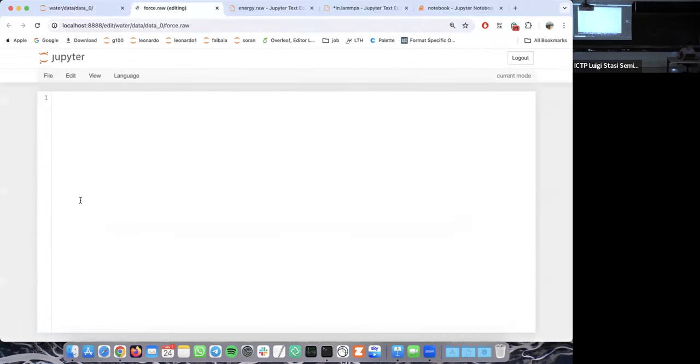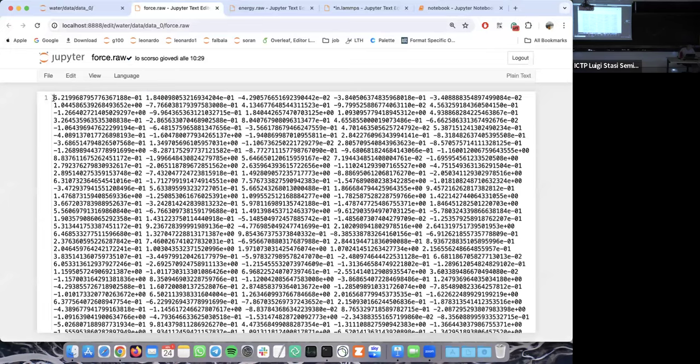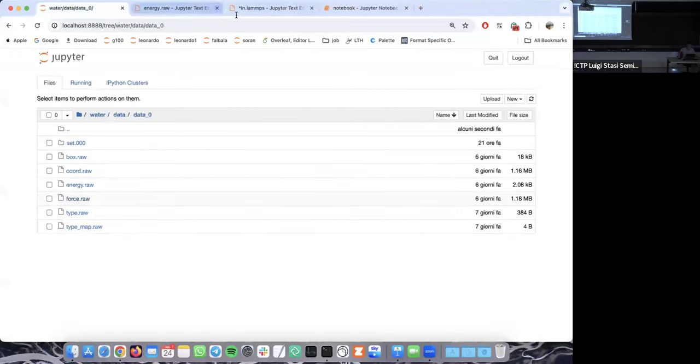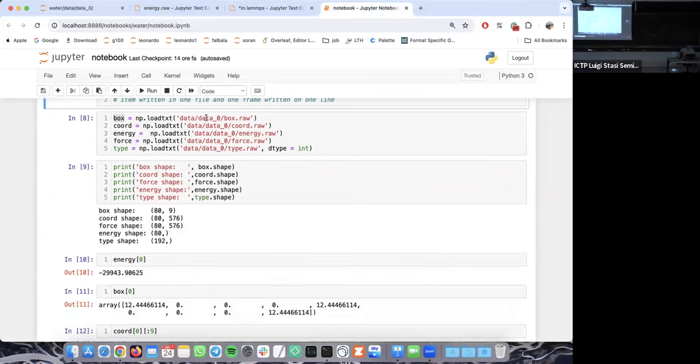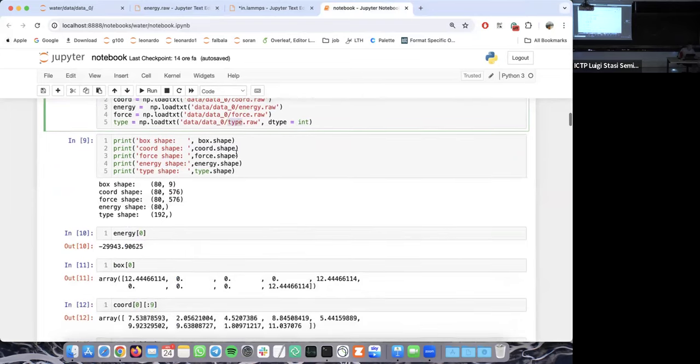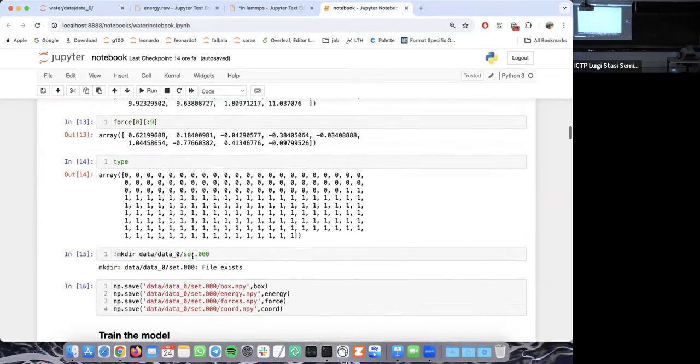This applies for all the data, so also for the forces. The first row contains all the forces, so this is the forces of the first atom, x, y, z, second atom, x, y, z, third atom, x, y, z, and so on. So this is the format that you need. You need box, coordinates, energy, forces, and then you also have to give the network the type of atom that you are working with.